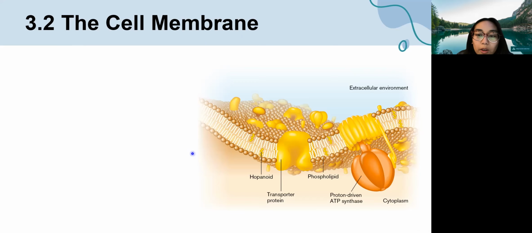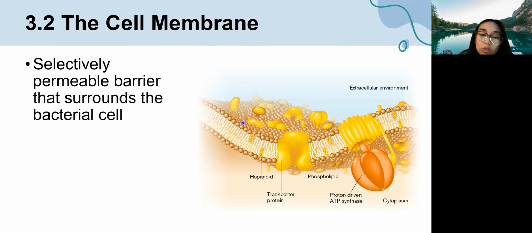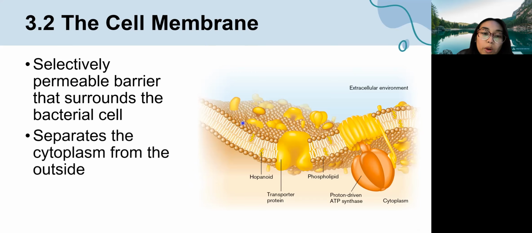But just like the plasma membrane, the cell membrane is selectively permeable, meaning that certain things can go through, but not everything. And again, it's that barrier that surrounds the cell. So you're probably familiar with the cell or plasma membrane from previous classes. Of course, the whole point of the cell membrane is to separate the outside from the inside.